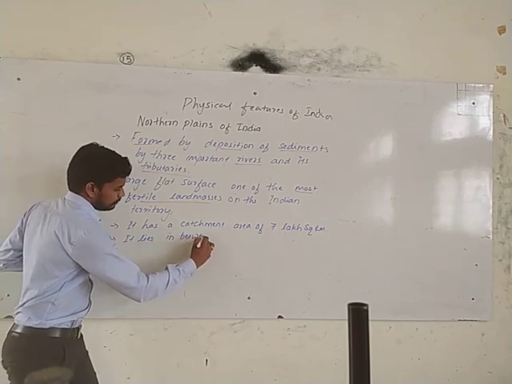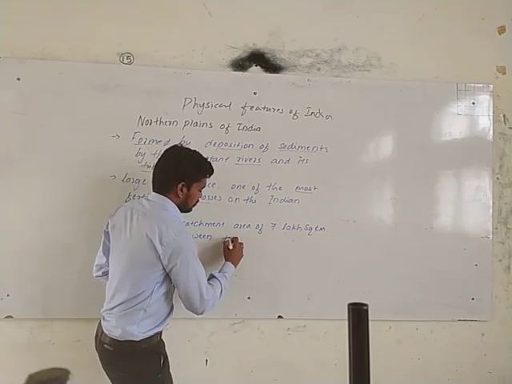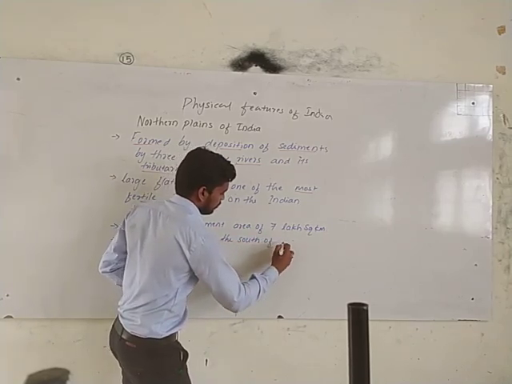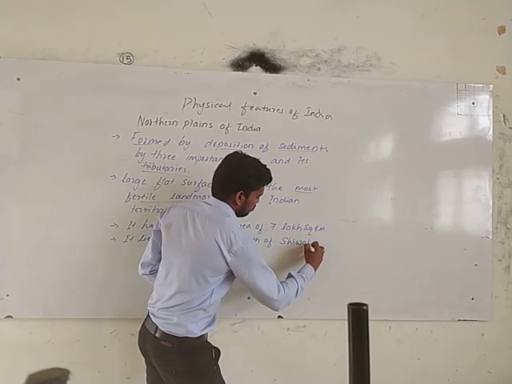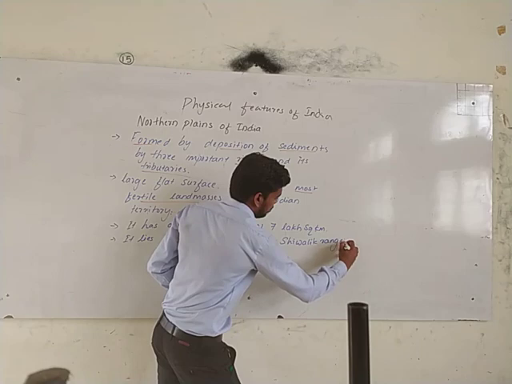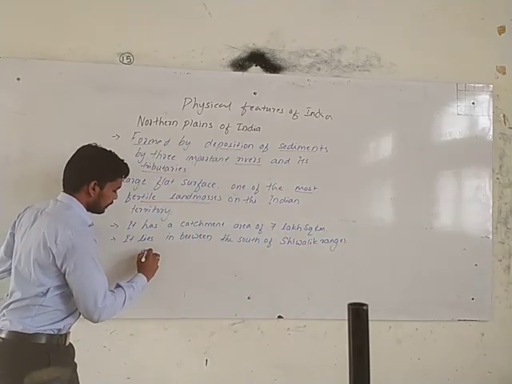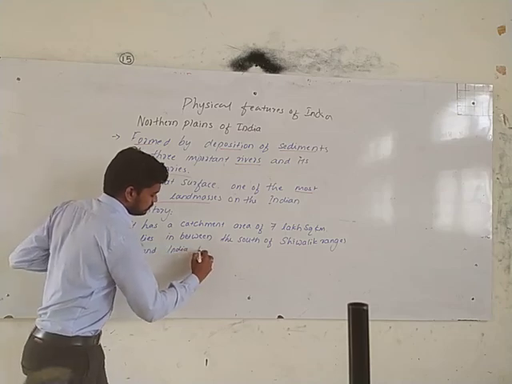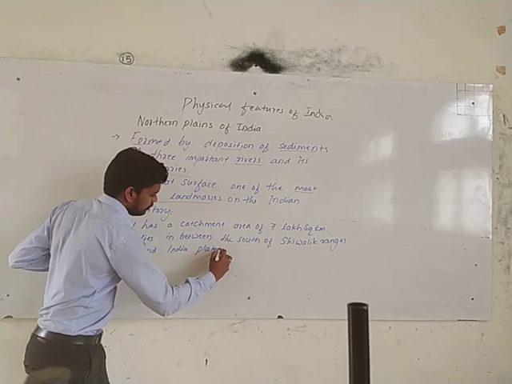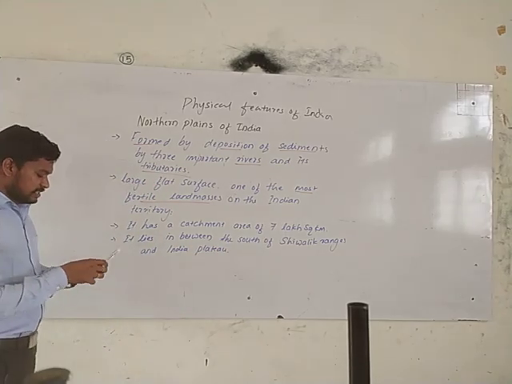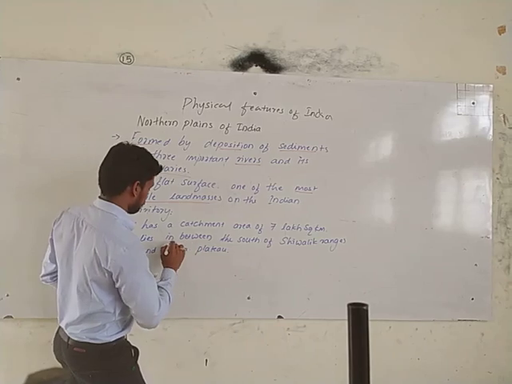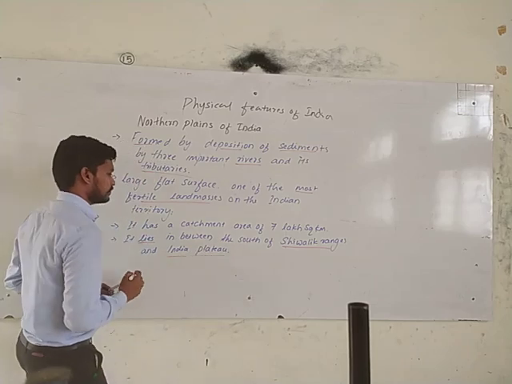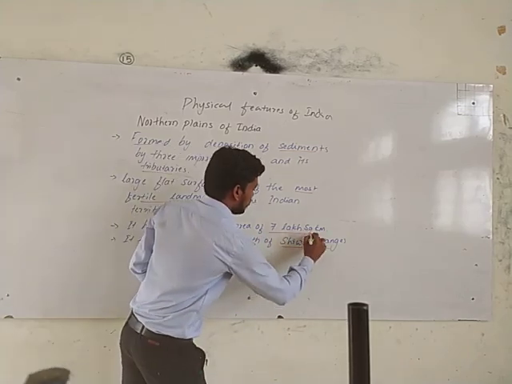It lies in between the south of the Shivalik ranges and the Indian plateau, covering about 7 lakh square kilometers.